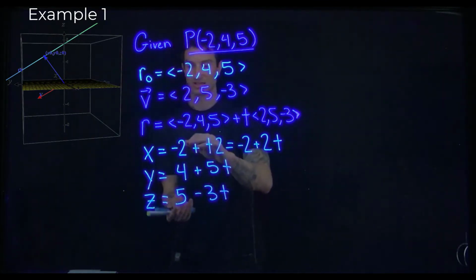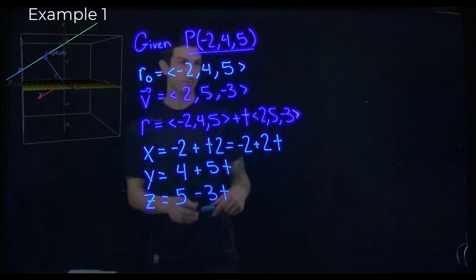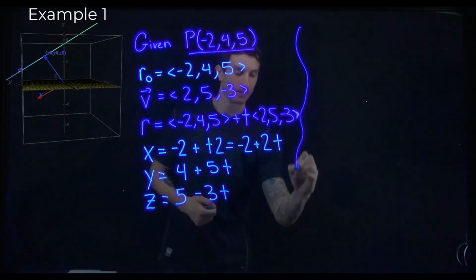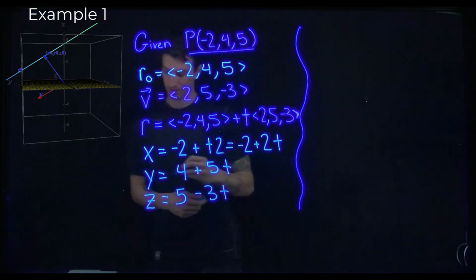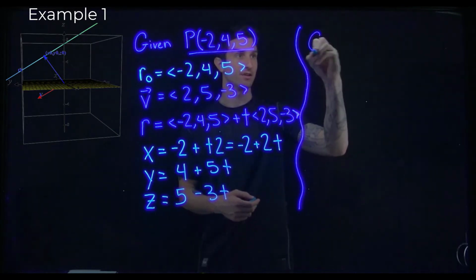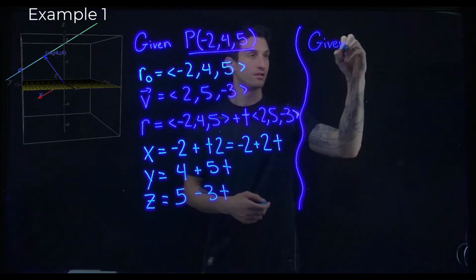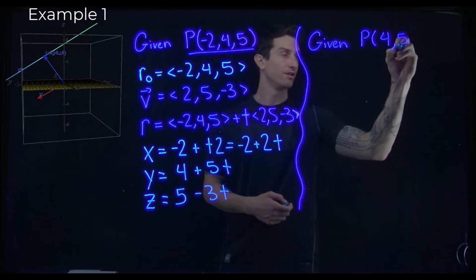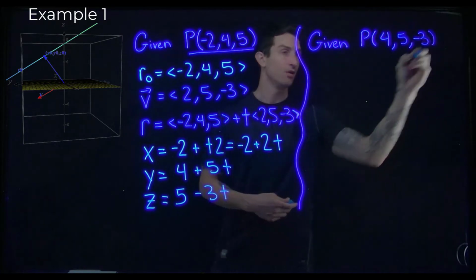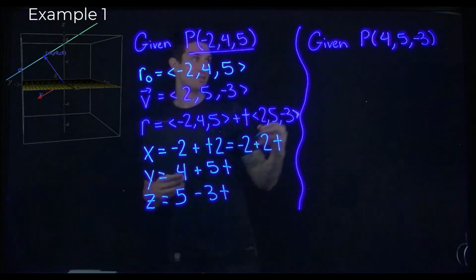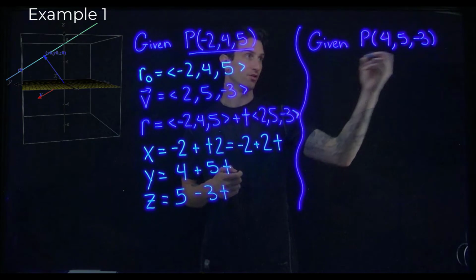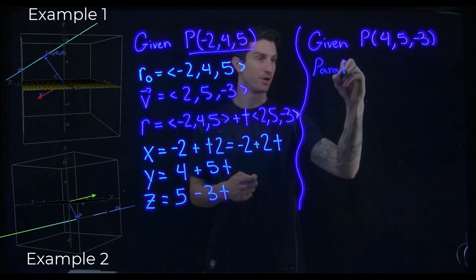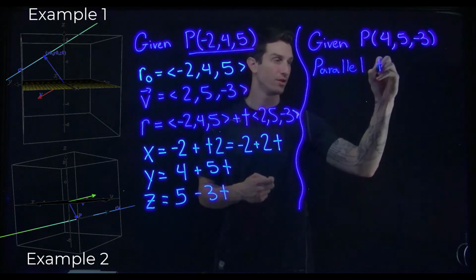But what about if I just immediately give you this? So let's say over here, we'll draw a line. I'm going to give you a point. Given point 4, 5, and -3. And I want us to construct a line that is going to be parallel. So given this, we want to be parallel to the following set of parametric equations.